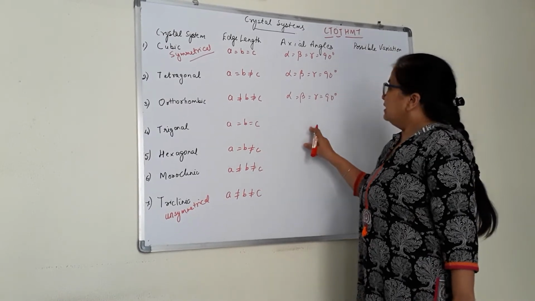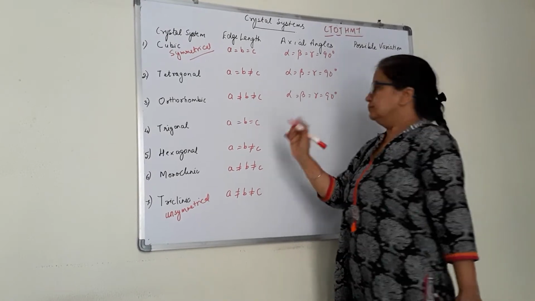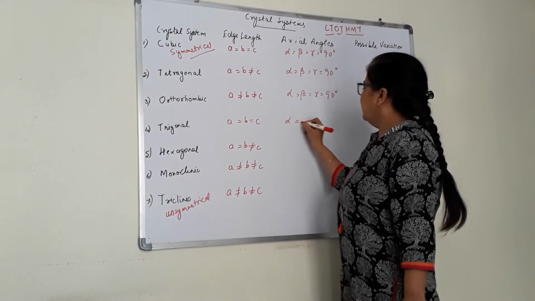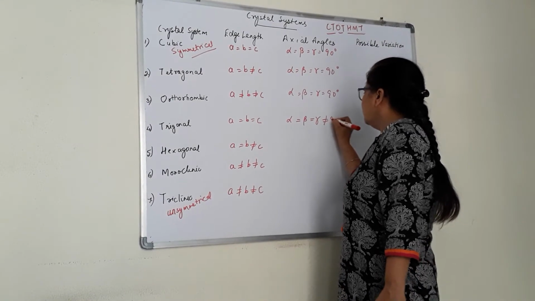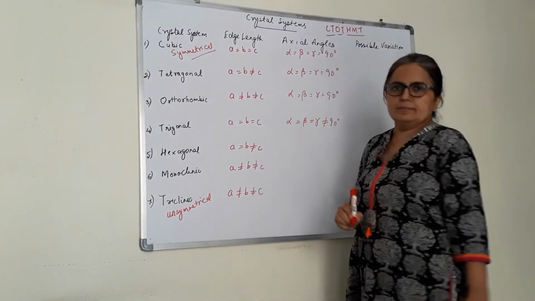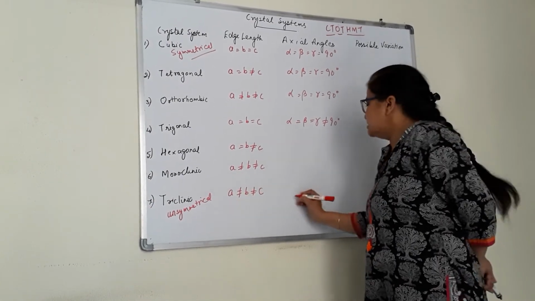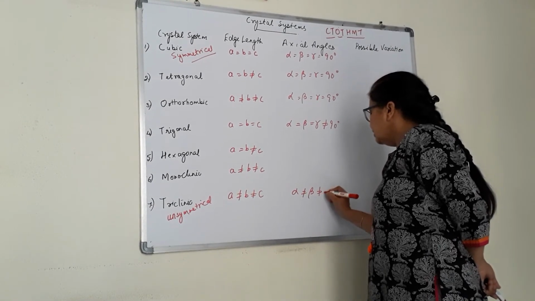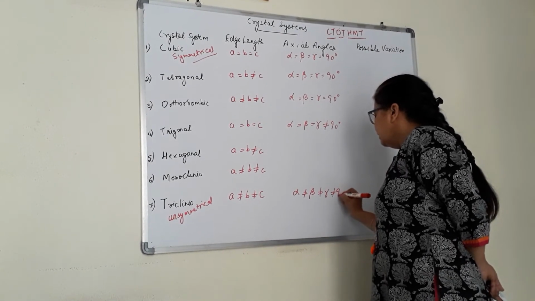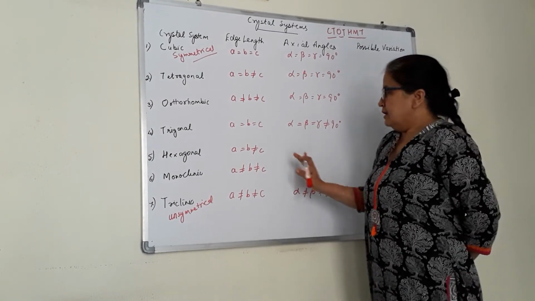Trigonal is that in which all are equal but they are not equal to 90. This one is where alpha is equal to beta is equal to gamma but they are not equal to 90 degrees. Now you will remember this one first. As I said, this is most unsymmetrical. You will say alpha is not equal to beta, not equal to gamma, and they are not equal to 90 degrees also. Now children, this one.